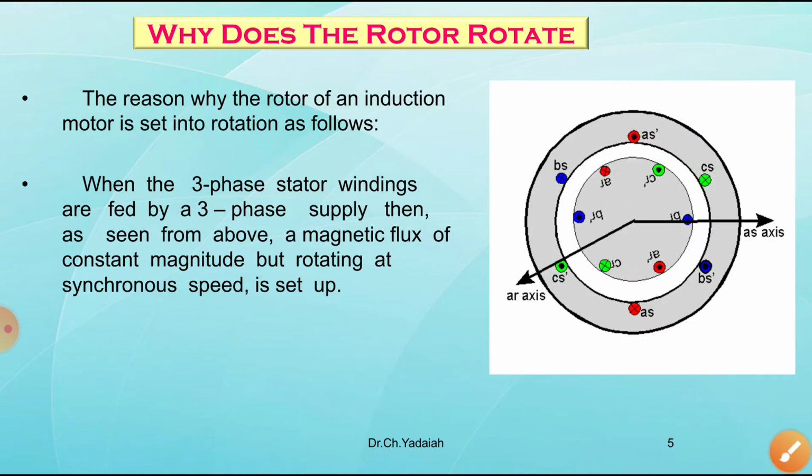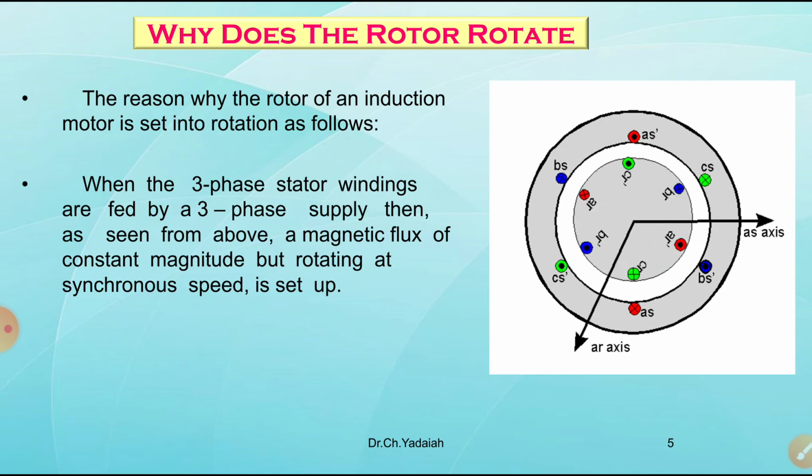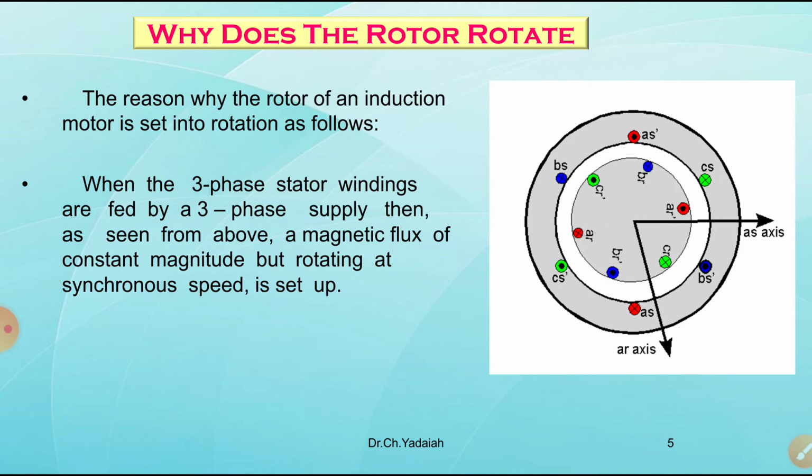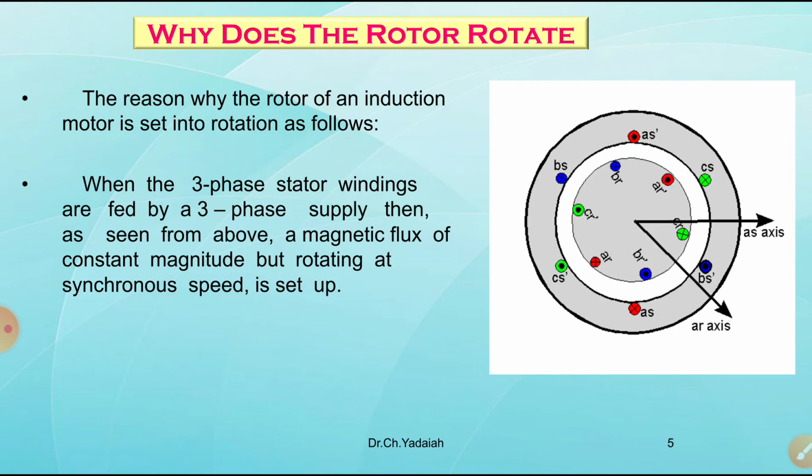Now once supply is given, it produces the field. You can just assume that the axis is changing continuously with time. Okay. It is rotating at speed. You can see it now. It is rotating, for example, in the anti-clockwise direction.